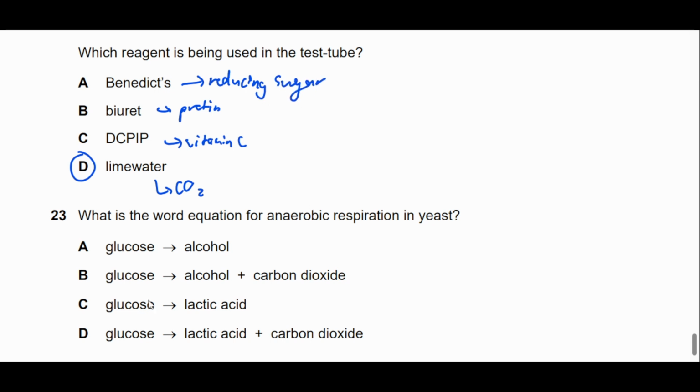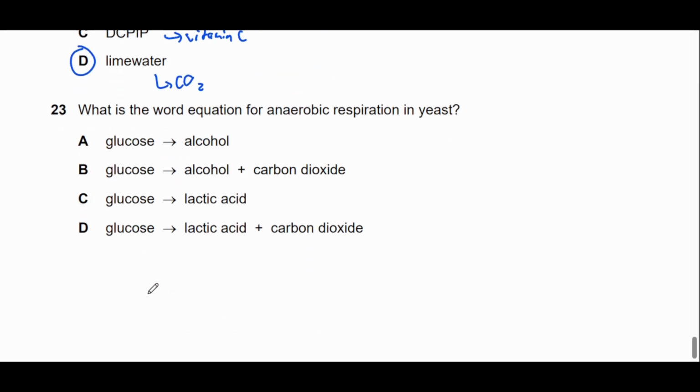Okay. 23. What is the word equation for anaerobic respiration in yeast? Right. So yeast in anaerobic conditions will produce alcohol. Okay. But since it's respiration, carbon dioxide is also produced, right? Anaerobic respiration in mammals, for example, will produce lactic acid. But since it's in yeast, it will produce alcohol. Okay. Answer is B.